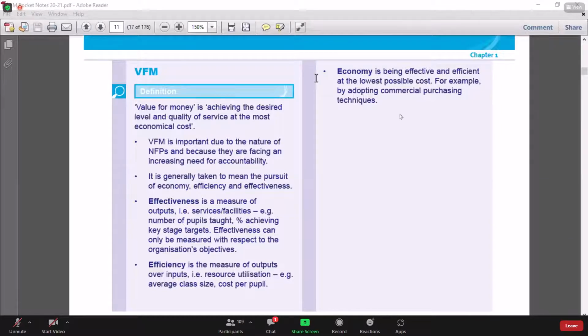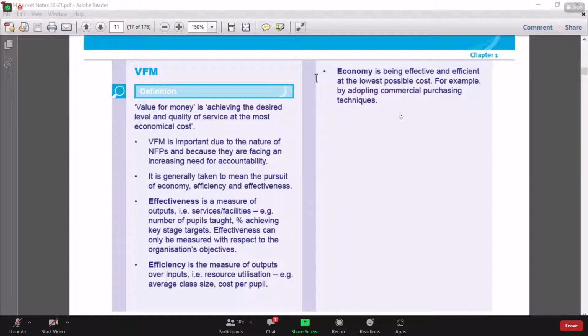First, we try to understand the difference between effectiveness, efficiency, and economy. First, we'll go with effectiveness. Effectiveness is a measure of outputs, that is, services and facilities. For example, the number of people served, or the percentage achieving the key stage targets. Effectiveness can only be measured with respect to the organizational objectives. So it means we consider effectiveness by relating it to the organizational objectives.